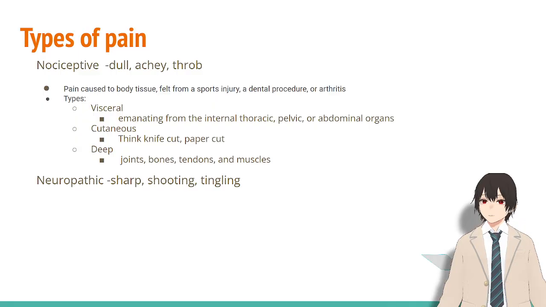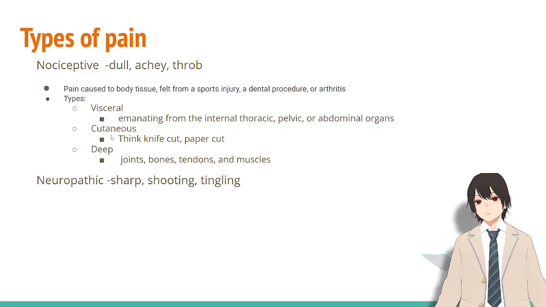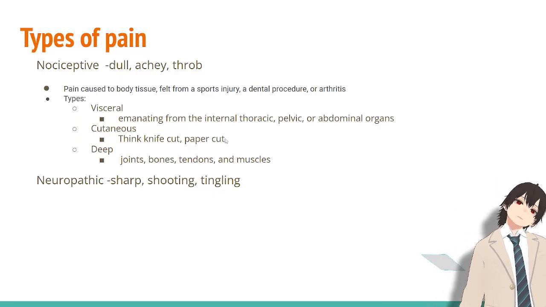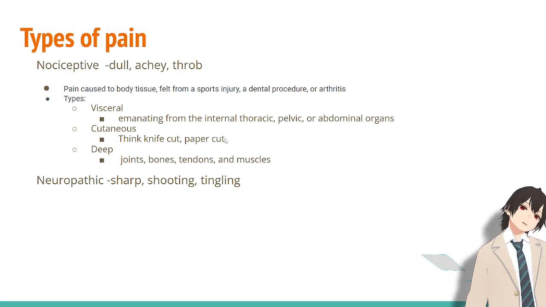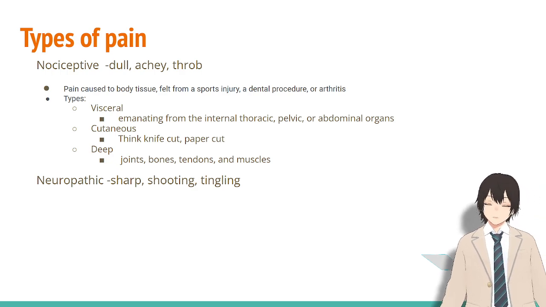Visceral, I want you to think of visceral organs, right? It's the things inside your body, but not at a very deep level, such as the joints, bones, tendons, and muscles. It's like the intestine, stomach, this area. Cutaneous, like subcutaneous, right under the skin, cutaneous skin. Paper cuts is a big one. And we kind of just mentioned deep pain, like the joint pain, back pain, stuff like that.